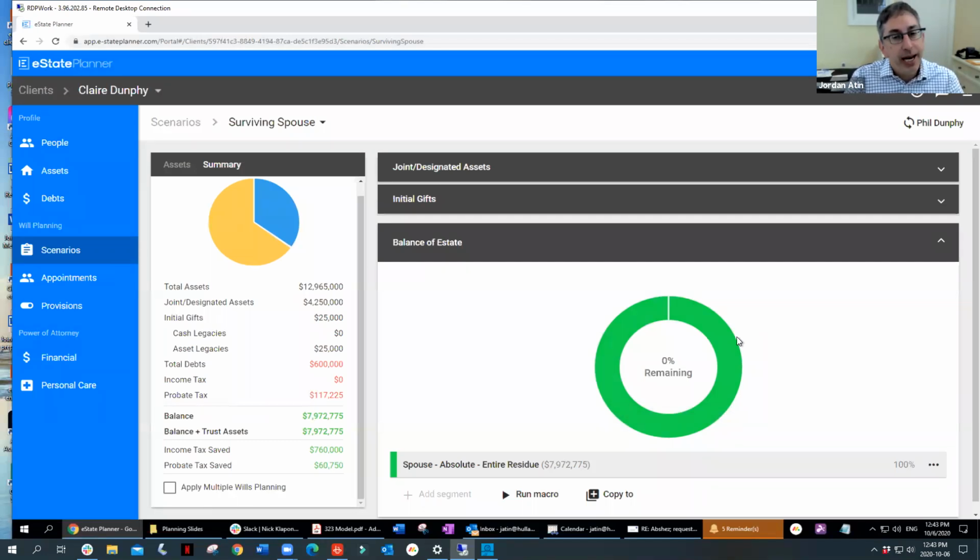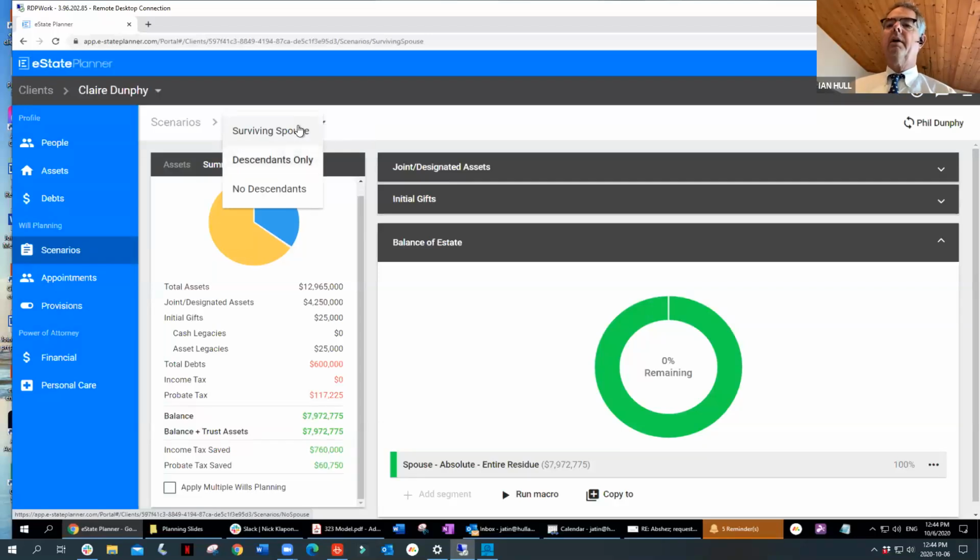And the great thing is if your lawyer is using software, you can see the impact. So by doing this plan, you've saved $760,000, or Claire has, in income tax and probate tax of $60,000, just from the structure of what we did. Now, obviously, there would be more discussion with you when you're sitting down planning your will, but that's an example of how you might plan if your spouse is alive when you die.